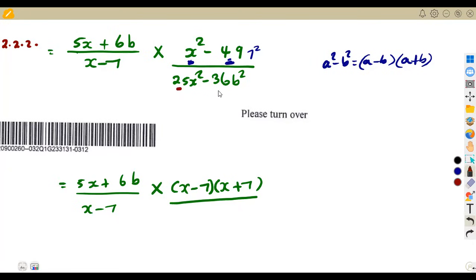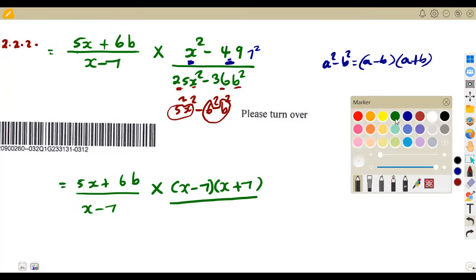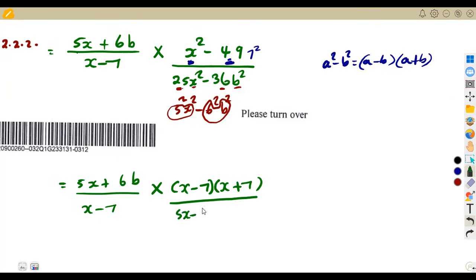25 is a perfect square, 36 is a square, x squared and b squared. So this 25x squared can be 5 squared x squared, and 36 is the same as 6 squared b squared. Meaning we are also talking of a perfect square, with the 5x and the 6b raised to the power of 2. So that is going to be 5x minus 6b into 5x plus 6b. That's the difference of 2 squares there.